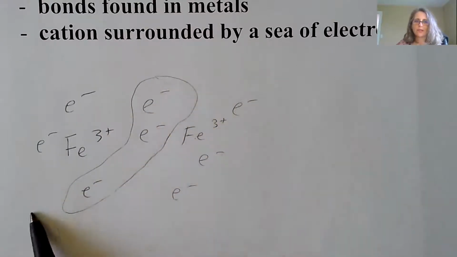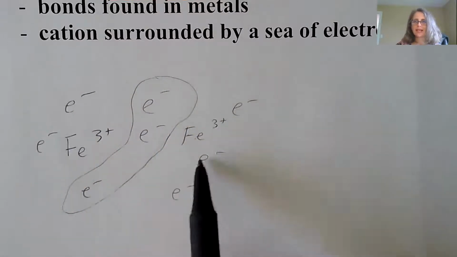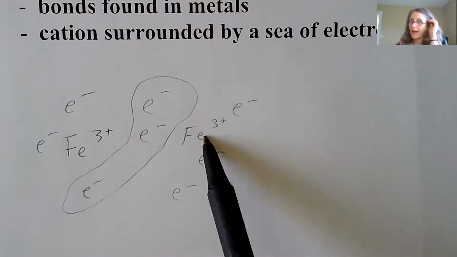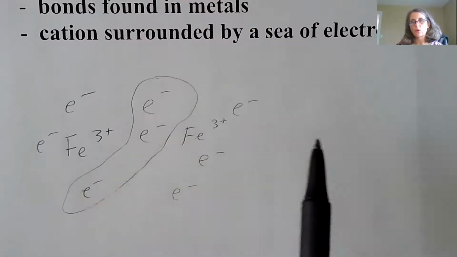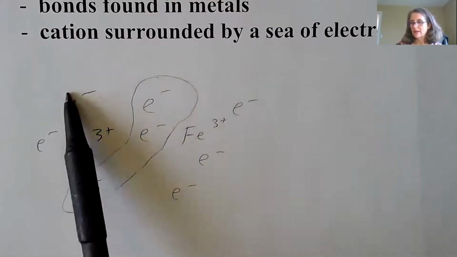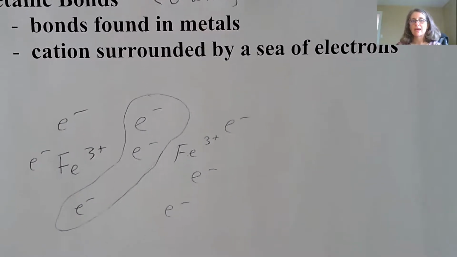And what I kind of circled here is what I call a sea of electrons effect, meaning these electrons can flow easily between these cations. So these electrons do not belong to any one iron atom. They are distributed through the whole structure. So the sea of electrons, if you think of it, again, these waves of electrons can move freely. They are not bound by any one particular atom, so they can move a lot, which is going to lend itself to some interesting properties of metals. So again, a cation surrounded by a sea of electrons.